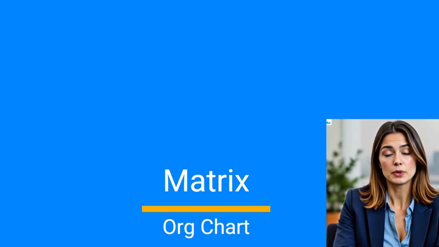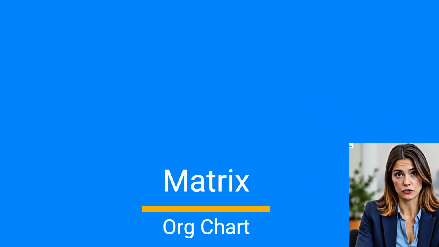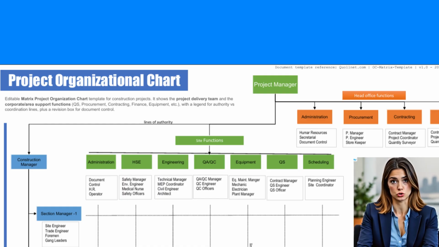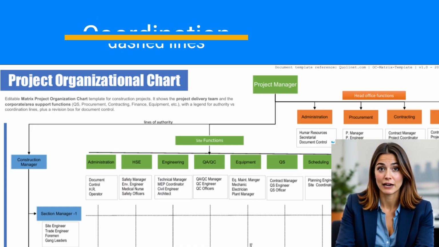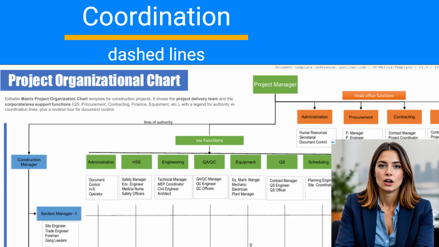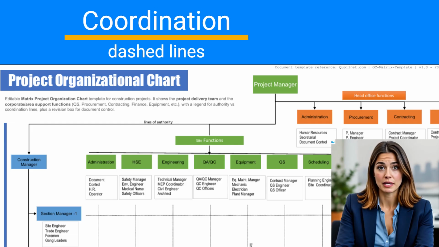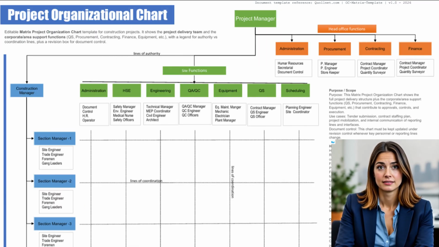Now the matrix version. The project team is still the center, but you also show the corporate or area support functions that influence approvals and controls. Solid lines show who reports to who. Dashed lines show functional support, for example, commercial, finance, or equipment supporting the project without being part of the daily site chain of command.